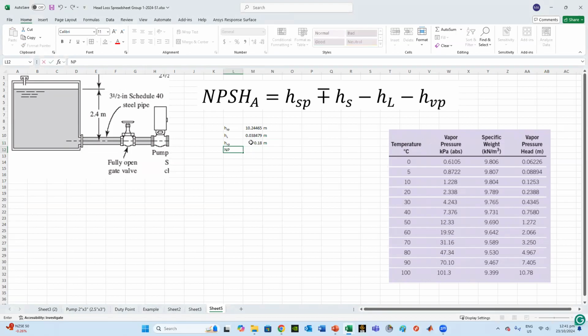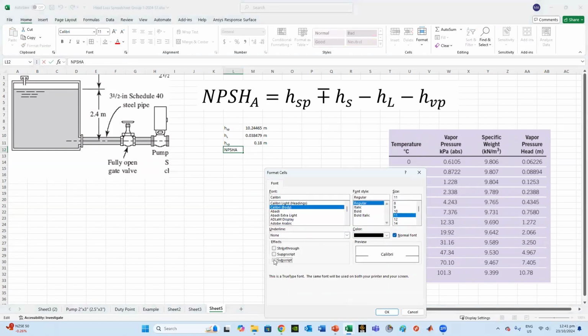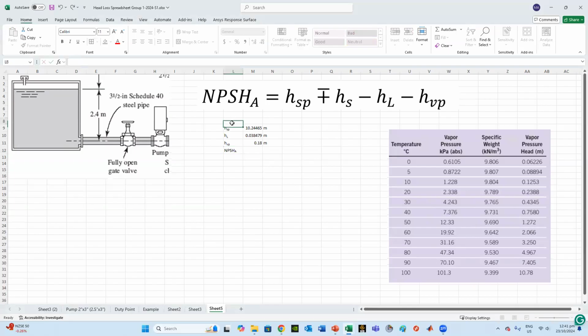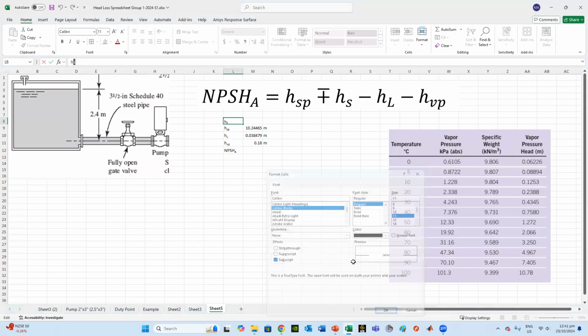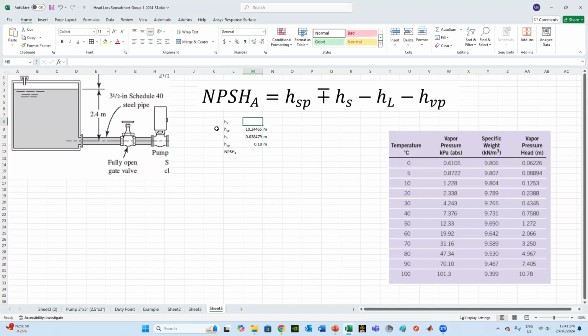Now, net positive section head available. I need another value, which we haven't done yet. I will put it very soon. HS, it's something I haven't done yet. HS is positive. It's in the question itself given because it's the pump below the surface. So that is 2.4. And again, that is meters.